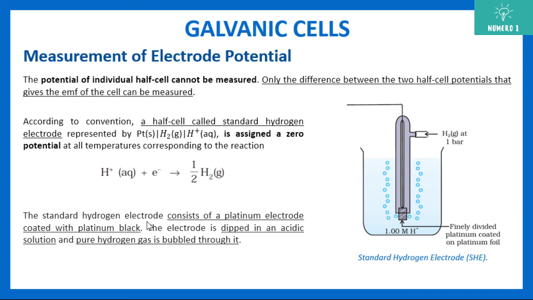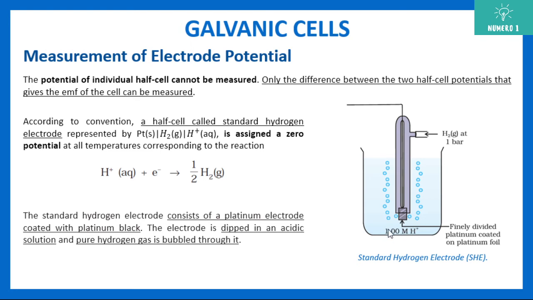So the standard hydrogen electrode consists of a platinum electrode. So you can see here finely divided platinum is there, okay, on platinum foil, coated with platinum black, and the electrode is dipped in acidic solution and pure hydrogen gas is bubbled through it. Okay, so H2 gas at 1 bar pressure is actually bubbled through it.